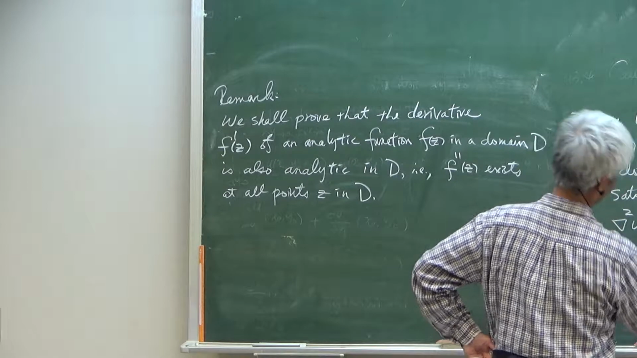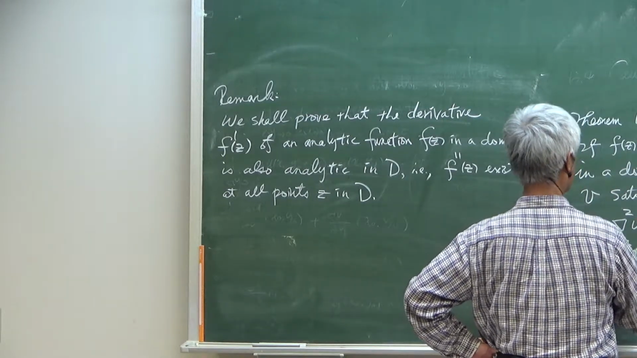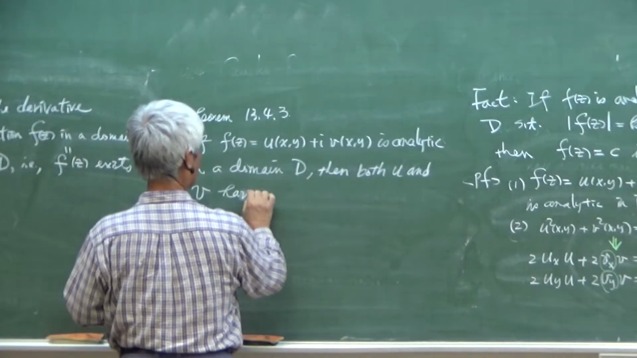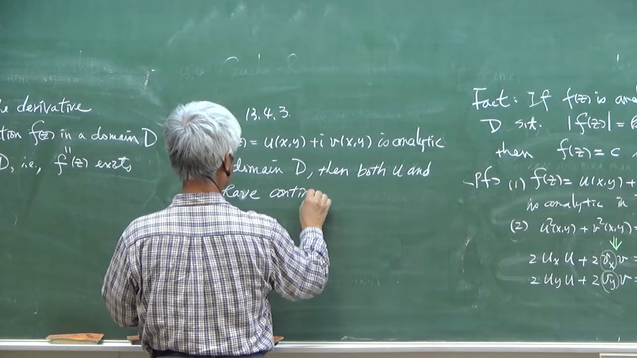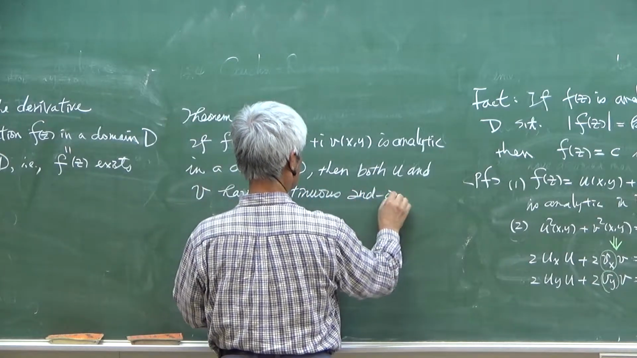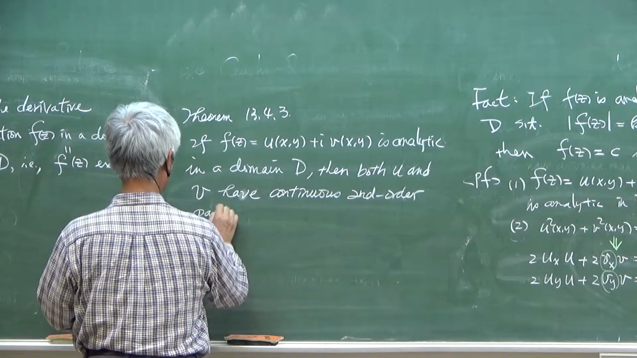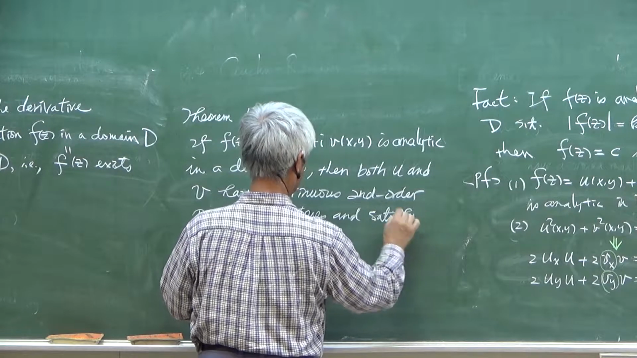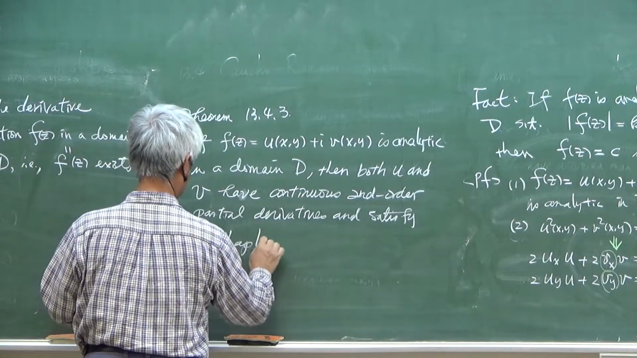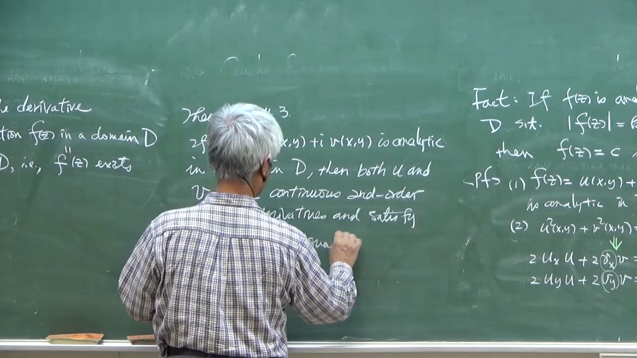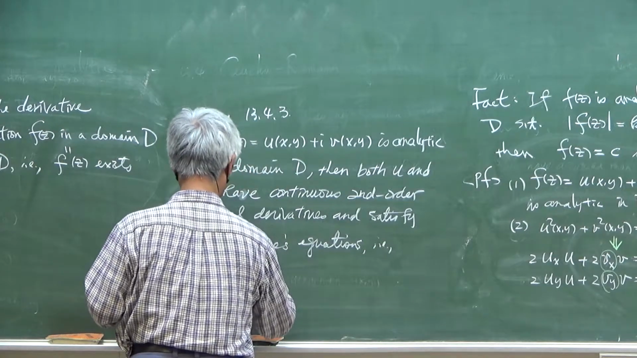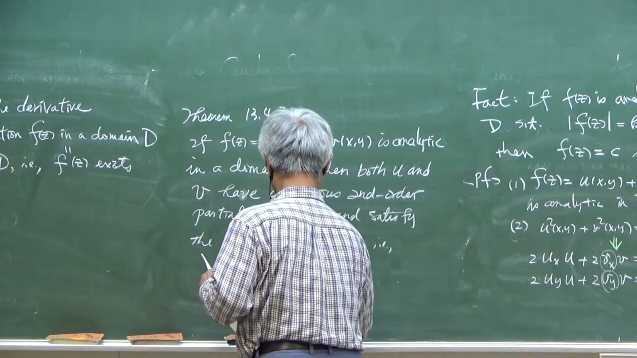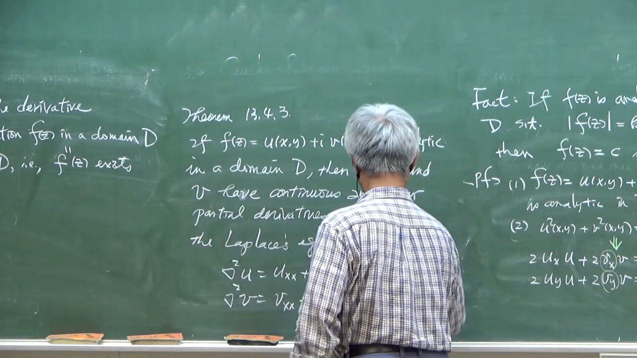I think I have to say first: u and v have continuous second order partial derivatives, and satisfy the Laplace equations.